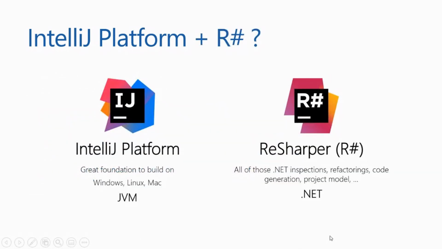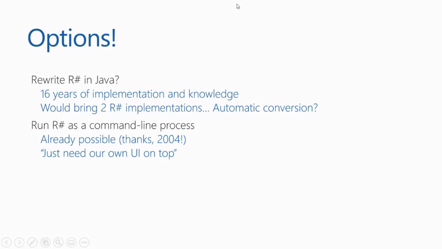Now, we decided to look at that IntelliJ platform to host ReSharper, but if you start thinking about all of those things, IntelliJ is JVM based and ReSharper is all .NET based. So how can you combine those two things in one project? Yes, IntelliJ is cross-platform, and yes, ReSharper could run cross-platform if we use Mono or .NET Core or something like that, but they are two different platforms. One is JVM, one is .NET. How do you solve that issue? Well, we had a couple of options.